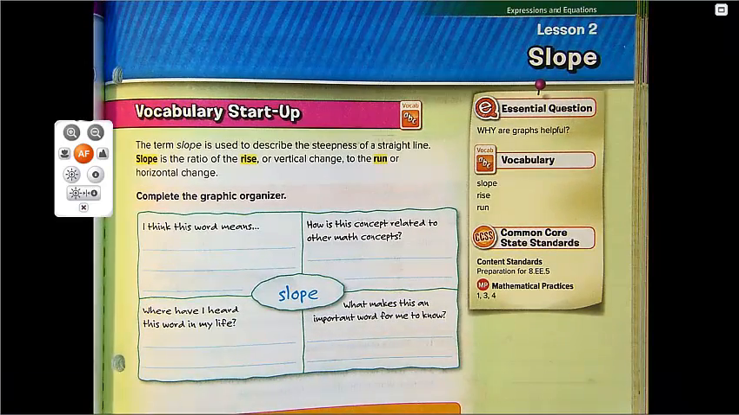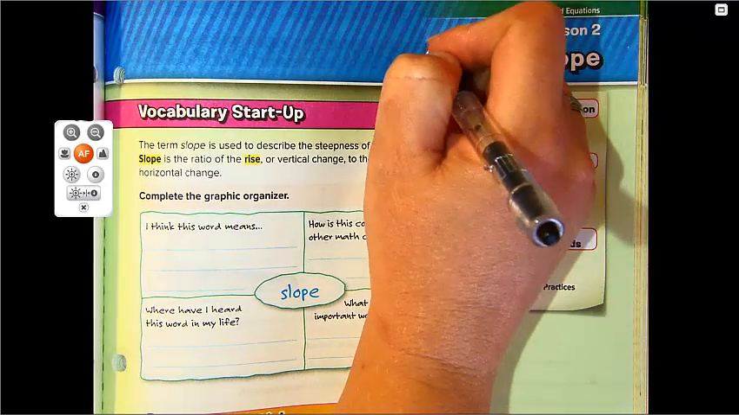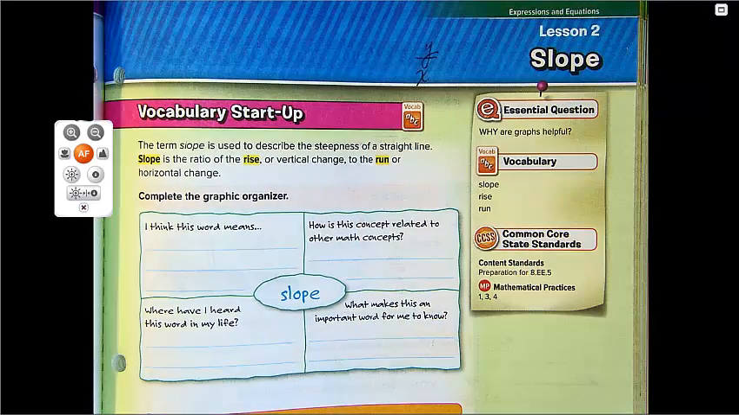All right, we're ready for lesson 2 out of chapter 3, moving right along with what we've been talking about. Yesterday we talked about constant rate of change, and hopefully you remember that was a change of y over x. Well, today we're going to keep on with that idea, and we're going to talk about slope and how that relates to the constant rate of change.